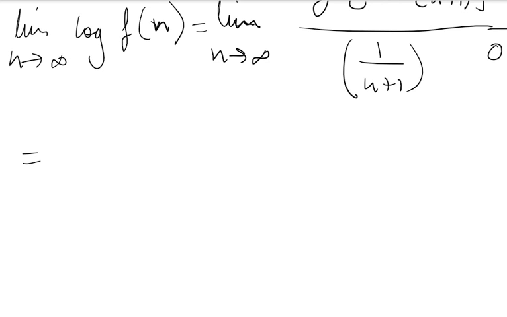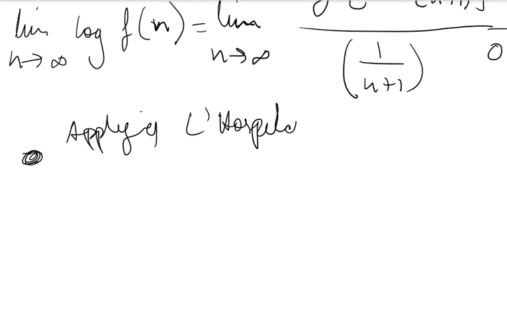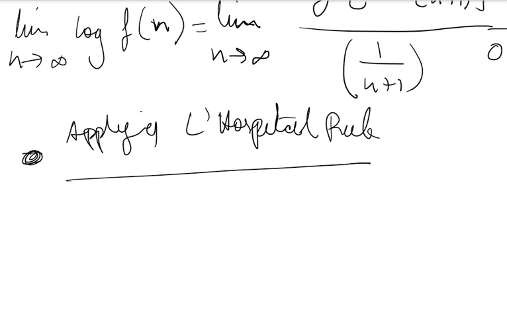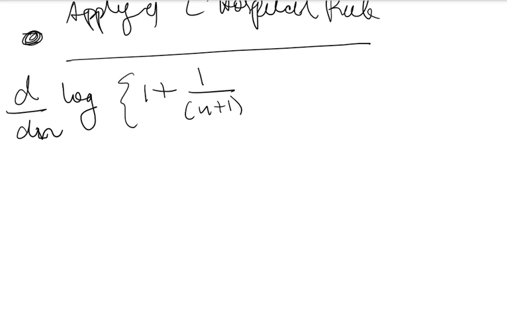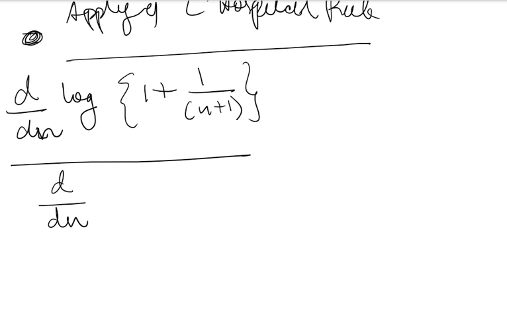This is what we do in the indeterminate form. We have to use L'Hospital rule. You know it, applying L'Hospital rule. So let's find the derivative for the numerator as well as the denominator. So we do d/dn of log (1 plus 1 by n plus 1) whole thing divided by d/dn of 1 by n plus 1.